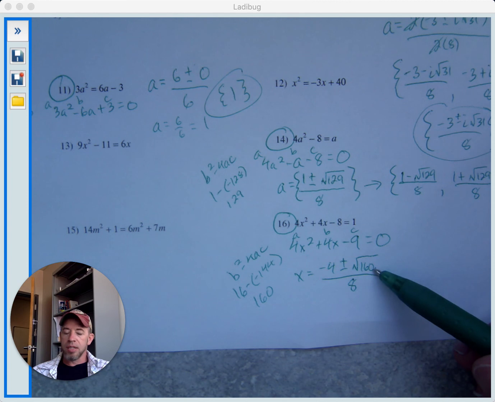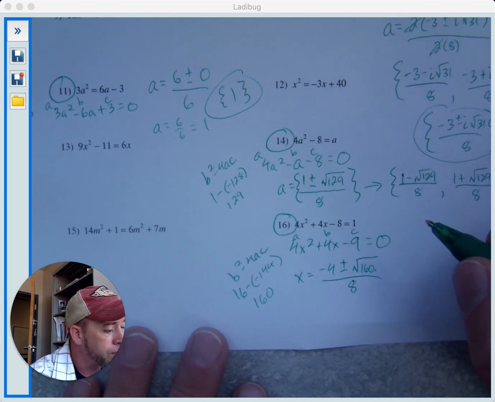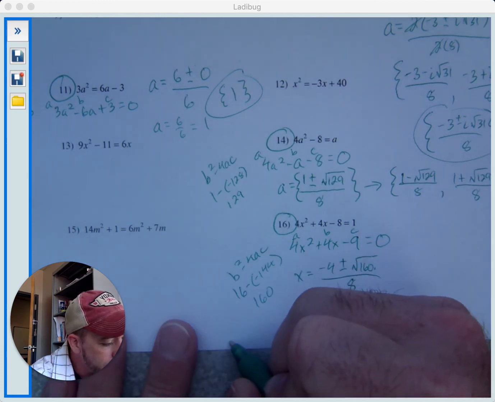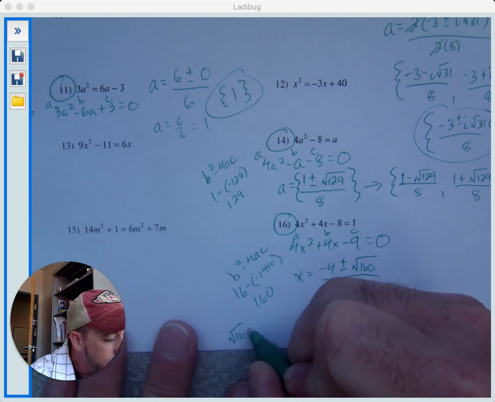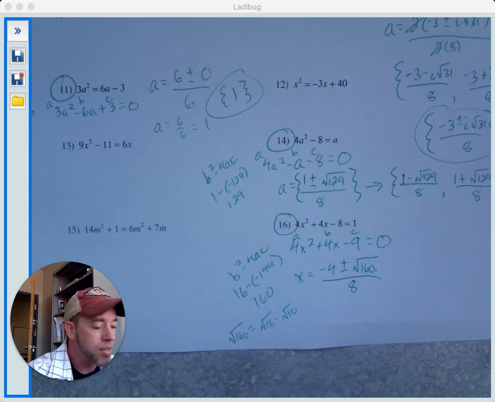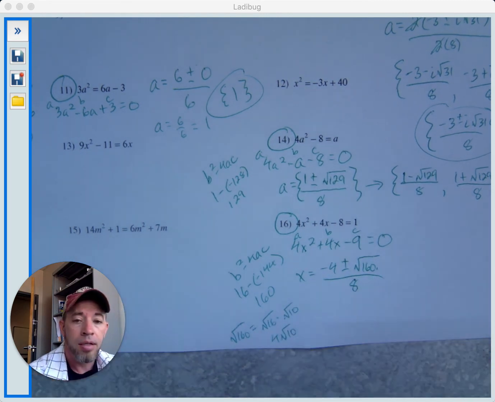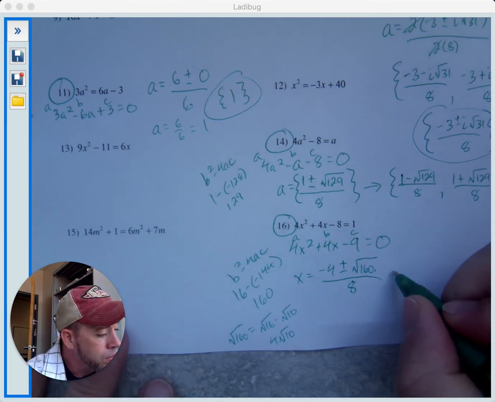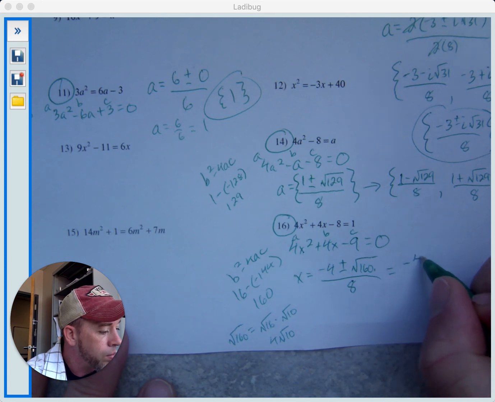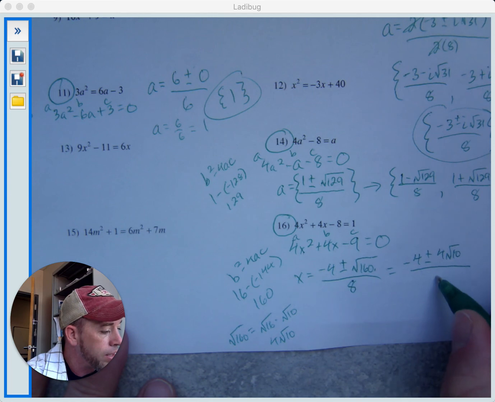You know what? 16 does, right? 16 is a perfect square. In fact, if I want to simplify the square root of 160, maybe I'll do that down here. Square root of 160, I could write that as the square root of 16 times the square root of 10, couldn't I? And the square root of 16 is 4, so we have 4 square root of 10. 10 doesn't have any perfect square factors, so that is simplified, right? So this becomes -4 plus or minus 4 times the square root of 10 all over 8.